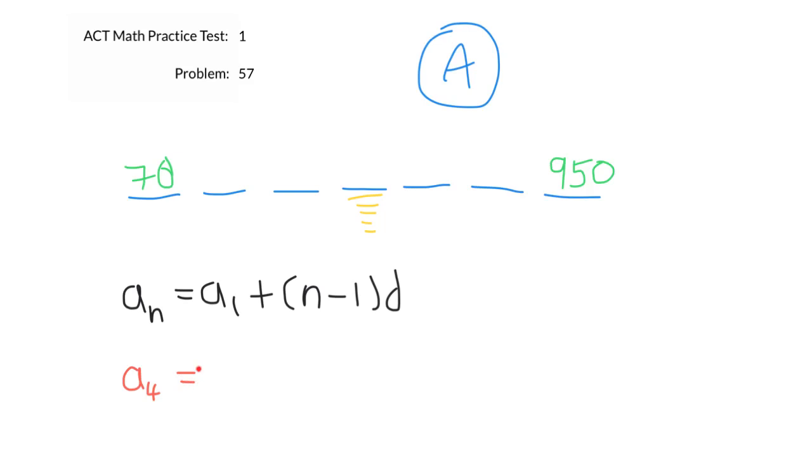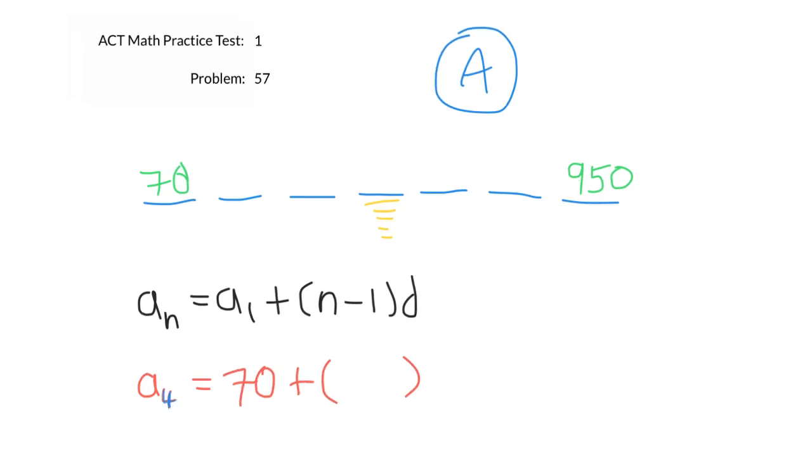Now, I actually think we should go ahead and flesh this out because at the end of the day, isn't that what we're trying to find? We're trying to find A sub 4. So I'm going to write A sub 4 equals 70, because that's A sub 1, plus 4, we'll put 4 in blue right now just to color code things, minus 1, and it's still times d. So obviously this is going to become 3, but this is the equation that would allow us to find A sub 4, also known as this fourth term.